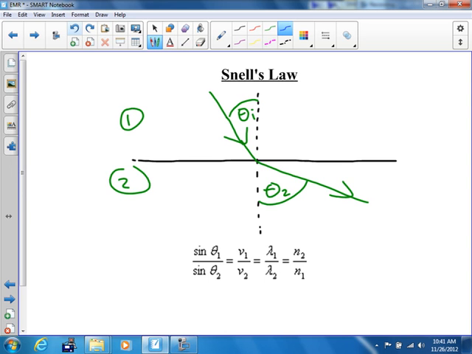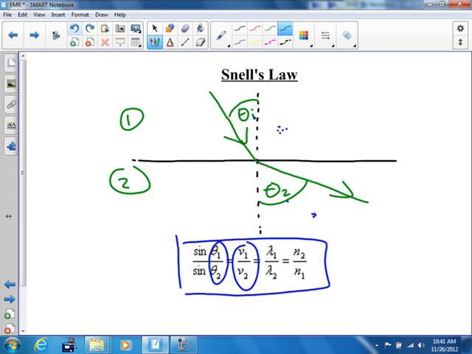This equation, Snell's Law, relates for us the angle 1 to angle 2, speed in medium 1 to the speed in medium 2, to the wavelength of the light in medium 1 to the wavelength of the light in medium 2, to the index of refraction in medium 2 to medium 1. Notice this last little bit here. This whole thing appears in your data sheet, but I want to really draw your attention to that.